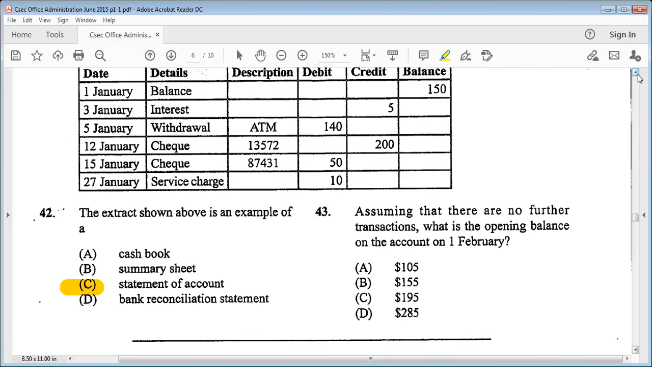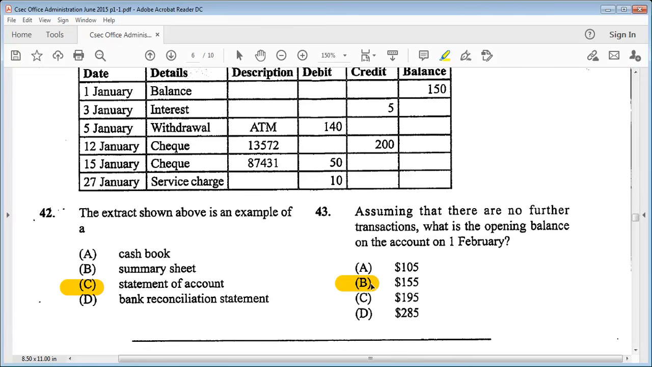Now $140 was taken from that, so that would be left with $15. Now $200 was deposited. So you add that now, $215, and then there was a check and a service charge. So 50 and 10, that's 60. So take away 60 from 215, we get $155. So our answer would be B.